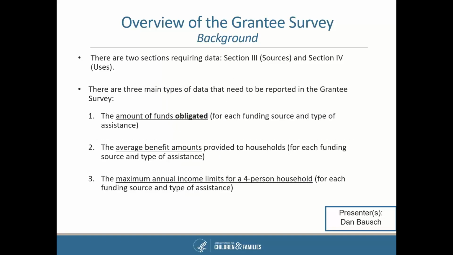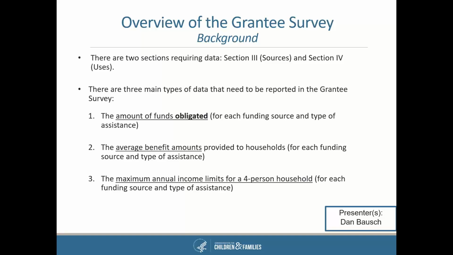As I mentioned earlier, there's 2 main sections in the Grantee Survey. There's a section on sources of funds, and then there's a section 4, on uses of funds. The 3 main types of data that have to be reported in the Grantee Survey are first the amount of funds obligated, and that's usually contained in your fiscal records, where you may have to consult with your fiscal staff.